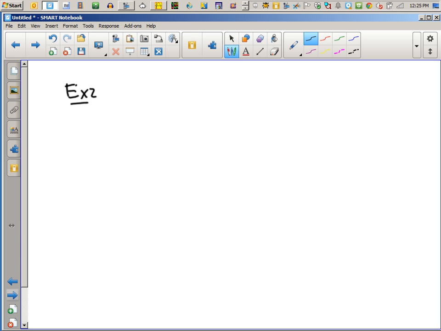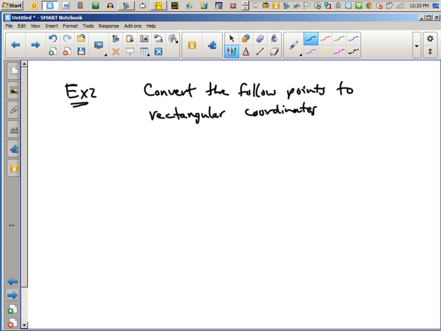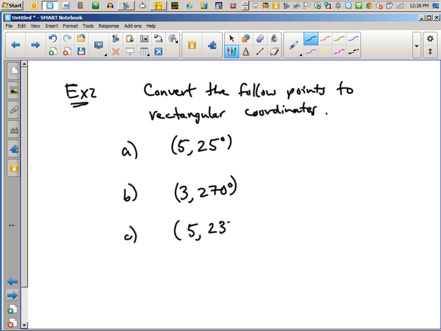So example 2. Convert the following points to rectangular coordinates. That means you have r and theta, you'll need x and y. Okay, so the first one is the point 5, 25 degrees. The second one is 3, 270. And the next one is, let's just make an interesting one. How about, let's do 5 units from the origin, and let's do 237. So this is in quadrant 3.